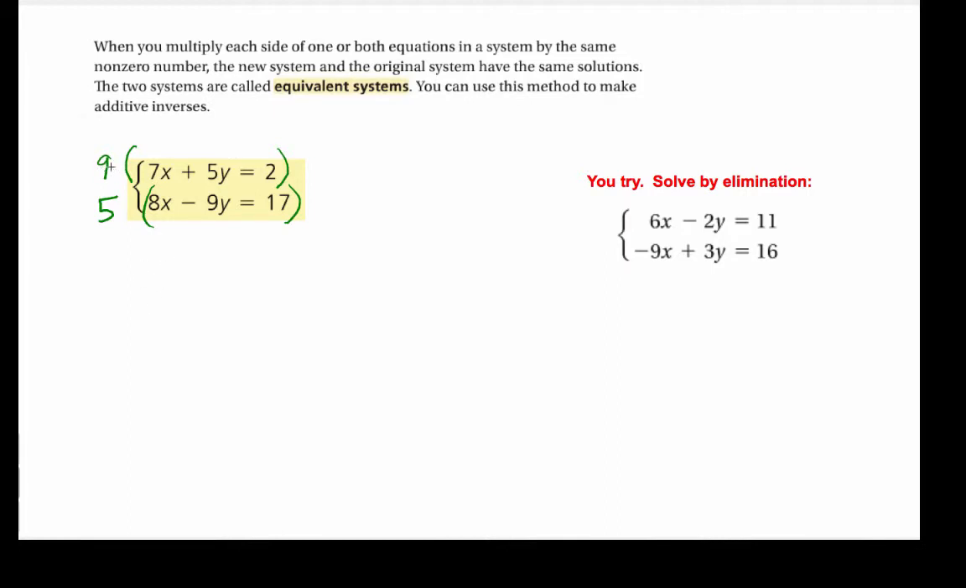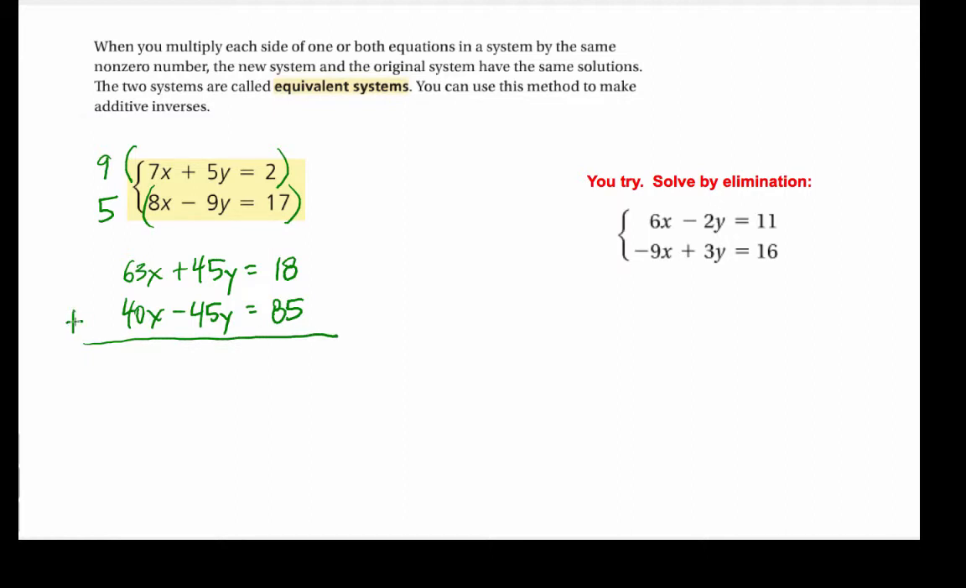Okay? So I just have to multiply everything by 9 in the first equation, everything by 5 in the second equation. And when I do that, I get 63x plus 45y equals 18. The second equation becomes 40x minus 45y equals 85. Okay, now we have our additive inverse set up right here. So let's go ahead and combine these two equations.